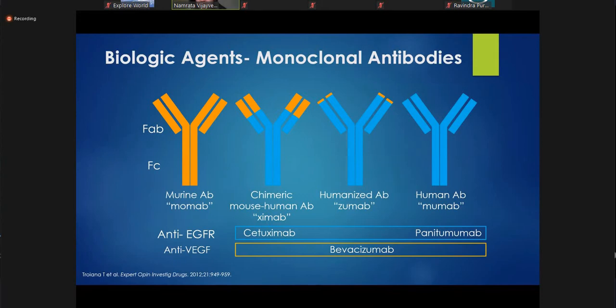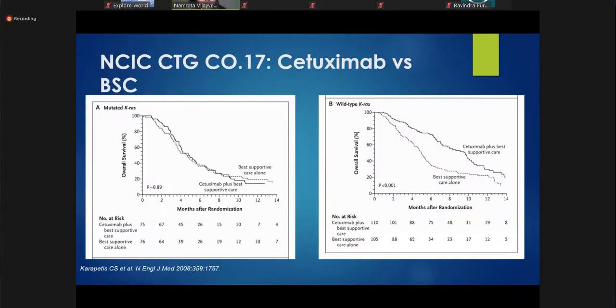I always get confused. Cetuximab is a chimeric antibody, so that's an X, whereas panitumumab, which is this other anti-EGFR drug that we have available, is a human antibody, so it's a MUMAB, and Bev is a humanized antibody. And it's important to know these differences because a human antibody has a much lower chance of infusion-related reaction compared to a chimeric mouse-human antibody. So, that is important when you're choosing patients for this treatment.